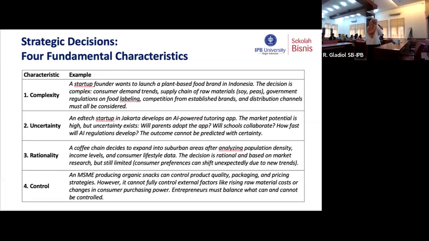Control. An MSME producing organic snacks can control product quality, packaging, and pricing strategies. However, it cannot fully control external factors like rising raw material costs or changes in consumer purchasing power. Entrepreneurs must balance what can and cannot be controlled. You have to know what kind of things you can control and cannot control.